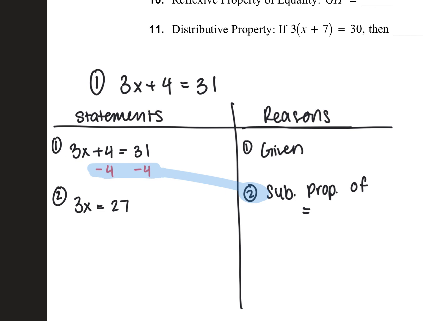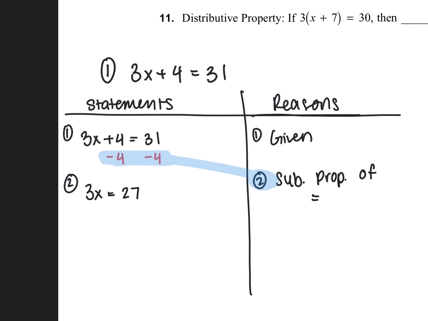Is it wrong if I just put subtraction? Yes, because you need to be more specific. So what's the difference with that and property of equality? Because it's a specific property. When you're stating reasons, it has to be a property, postulate, theorem. So you have to make sure you're stating it correctly.